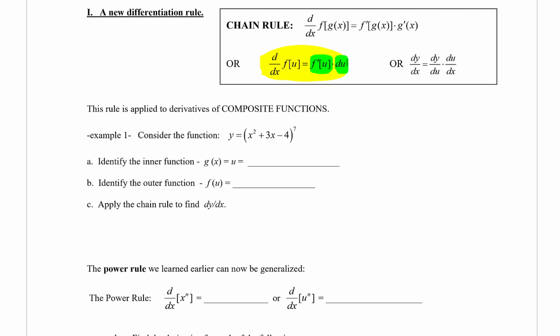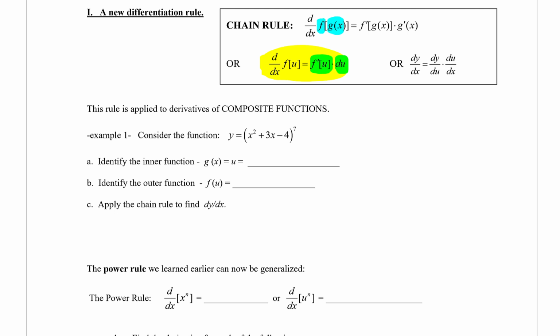We can also use the top rule here, the one that says d/dx, the derivative with respect to x of f of g of x equals f prime of g of x times g prime of x. I'm going to highlight this time in blue the g of x portion so that you can see that this is the inner function. This is what we're looking for. The f represents the outer function. I've highlighted the f as well.